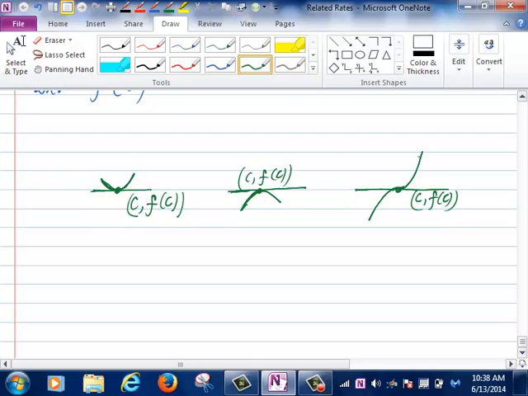Oh, okay. So we're going to get there pretty soon. Yes. The second derivative will tell us about the concavity. Okay, so we'll get there.